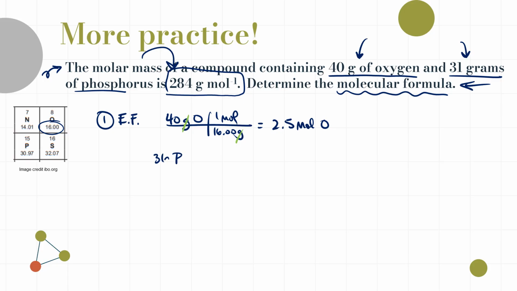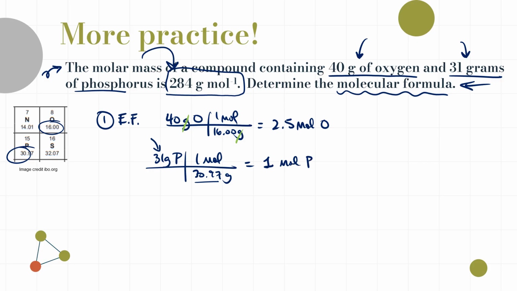Phosphorus, we've got 31 grams. Its molar mass is 30.97 grams per mole. I'm not going to use my calculator, friends, because we're going to round this number anyhow. And I noticed that 31 and 30.97 are almost the same. So we're going to get 1 mole of phosphorus.